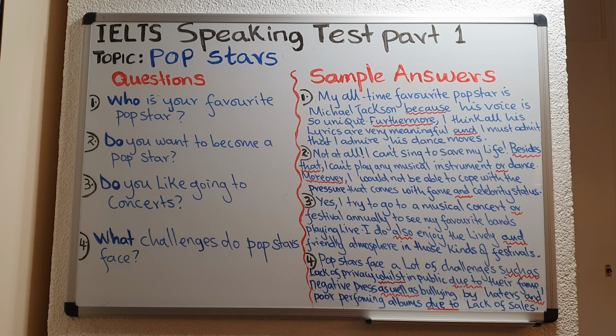So to answer this question, you can say, my all-time favorite pop star is Michael Jackson because his voice is so unique. Furthermore, I think all his lyrics are very meaningful, and I must admit that I admire his dance moves.